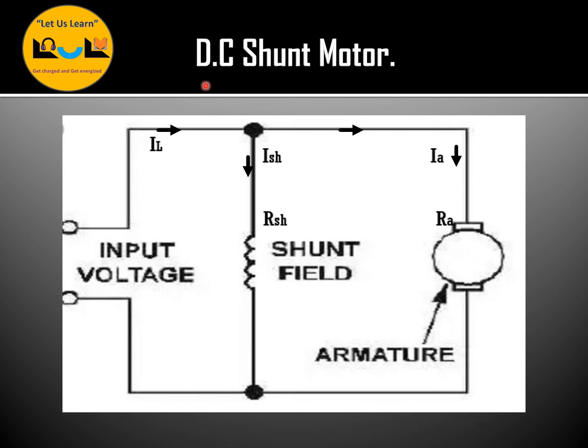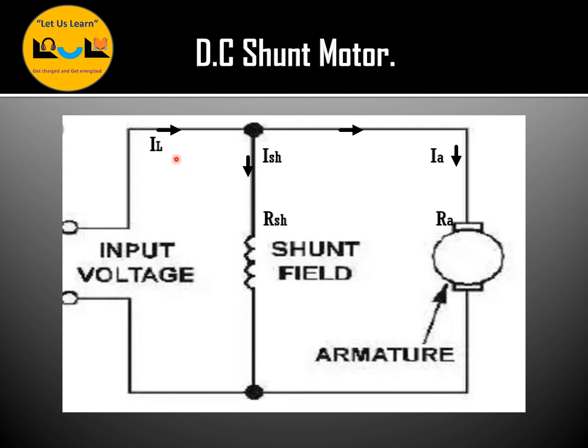So in this DC shunt motor, the field winding and the armature winding are both connected in parallel. See here the input voltage is given. IL is the line current, and while coming to this point it becomes two branches. So this is called a junction. IL is the input current, ISH is the shunt field current, and IA is the armature current. So here it is dividing into two branches.